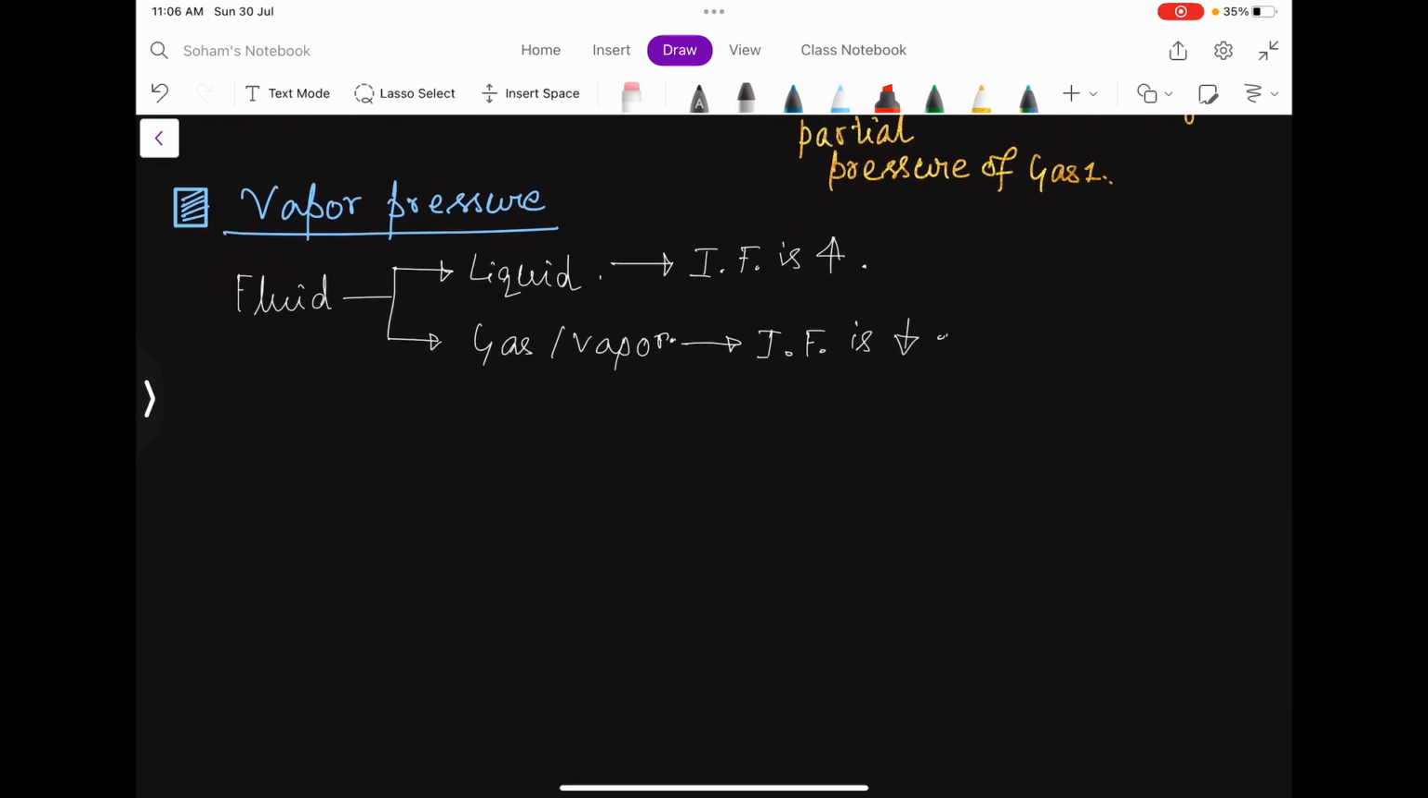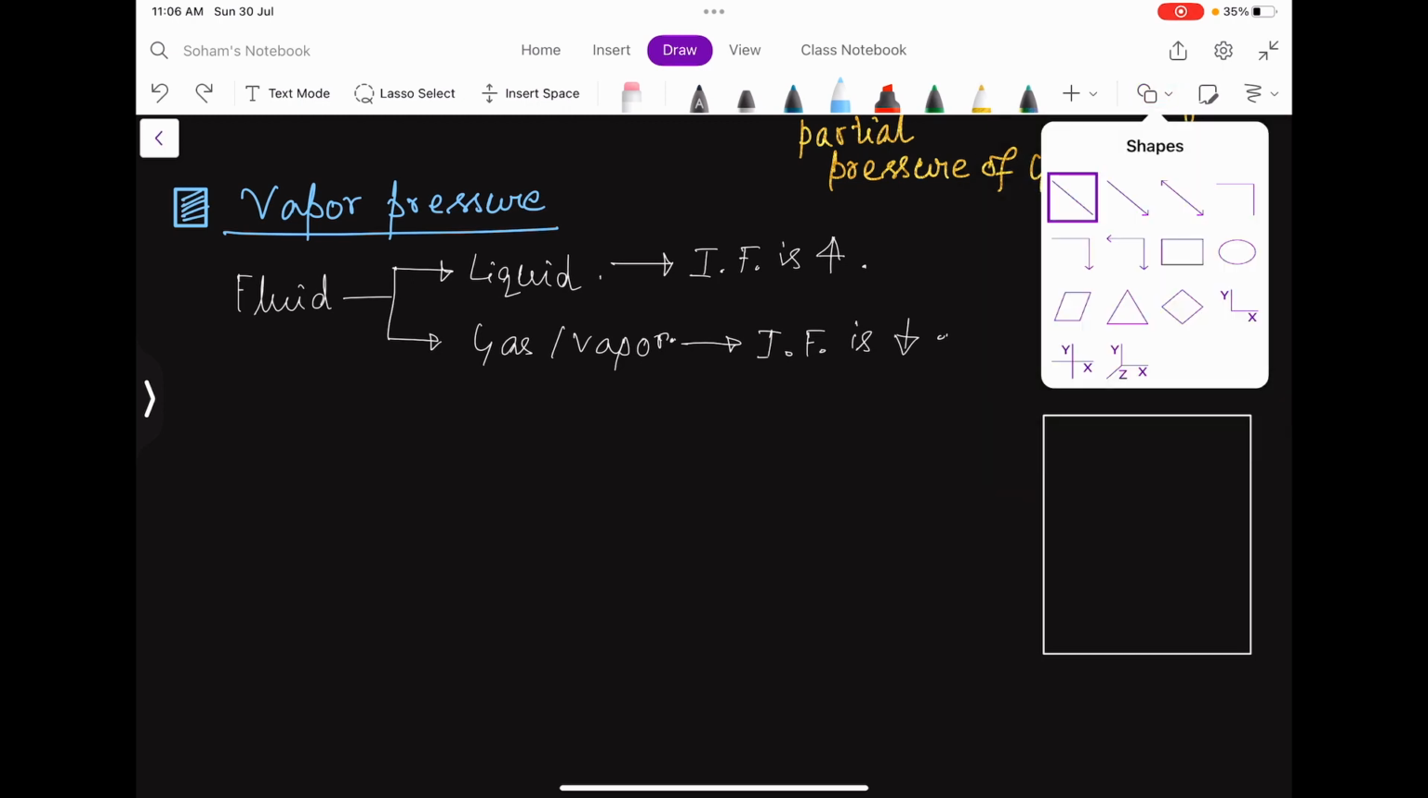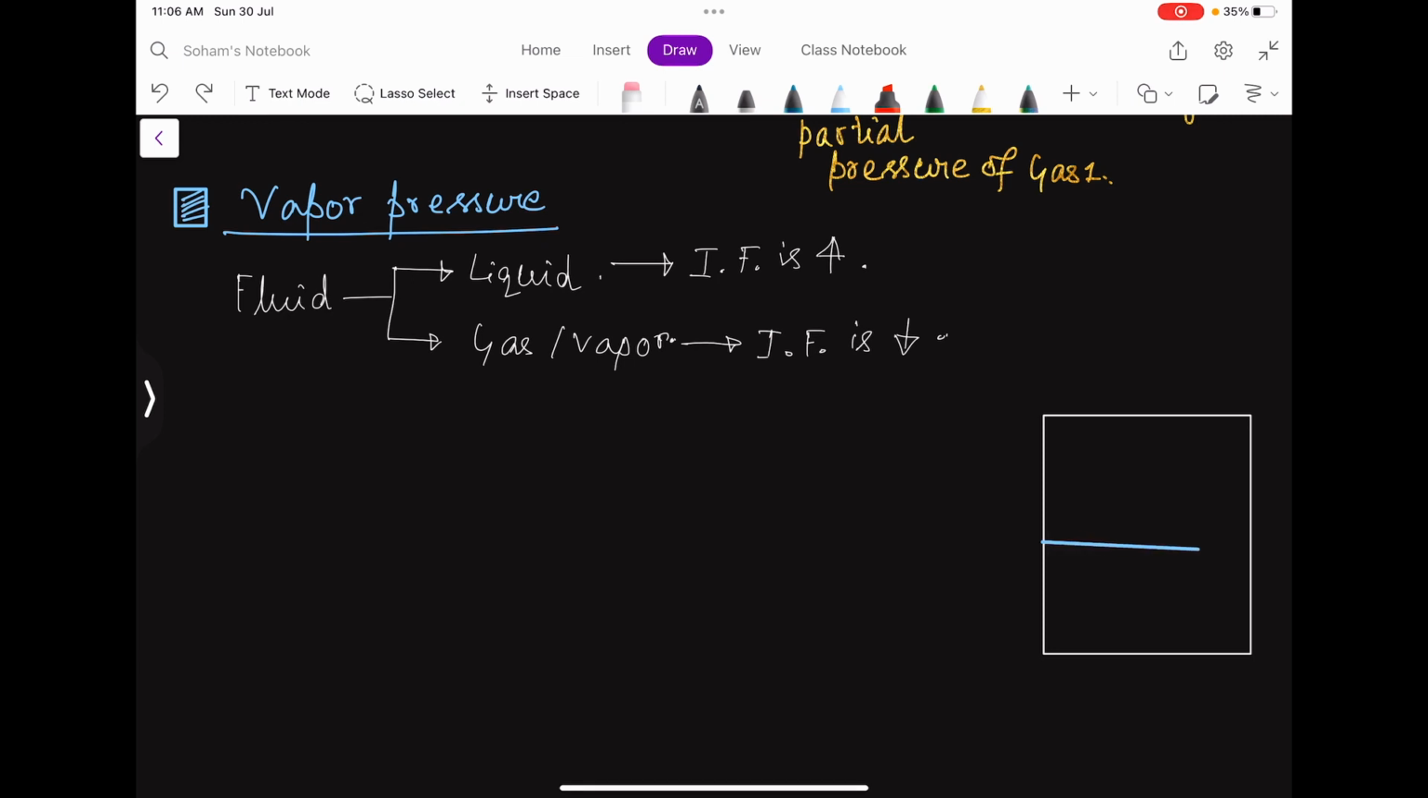So if I try to draw the schematic of the molecular structure, again let us have a tank, but now the tank is not totally filled by a fluid. The upper surface of the fluid is denoted by this line. So this is the fluid.